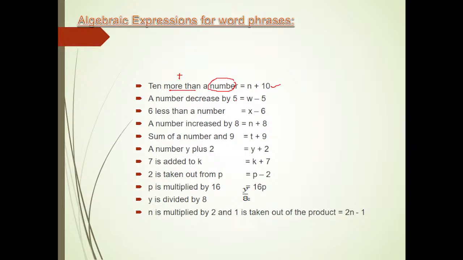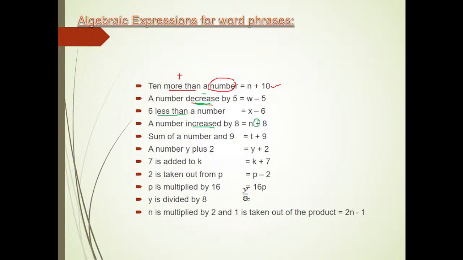A number decreased by 5. We don't know that number. It's an unknown number. So here I am using w. You can use x, you can use a, you can use b, whatever it may be. You can use any symbol to represent that number. Decrease. You need to concentrate on these words. Decrease means what? Subtraction. So we are using subtraction, minus. 6 less than. This is the keyword. Less than means you need to subtract. 6 less than a number. So x minus 6. A number increased by 5. Increased means what? Plus.